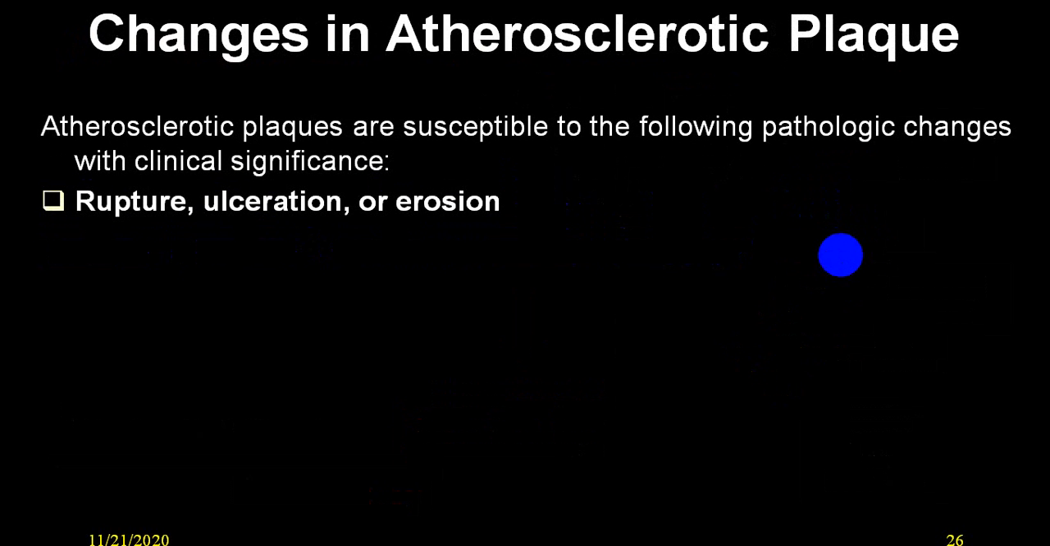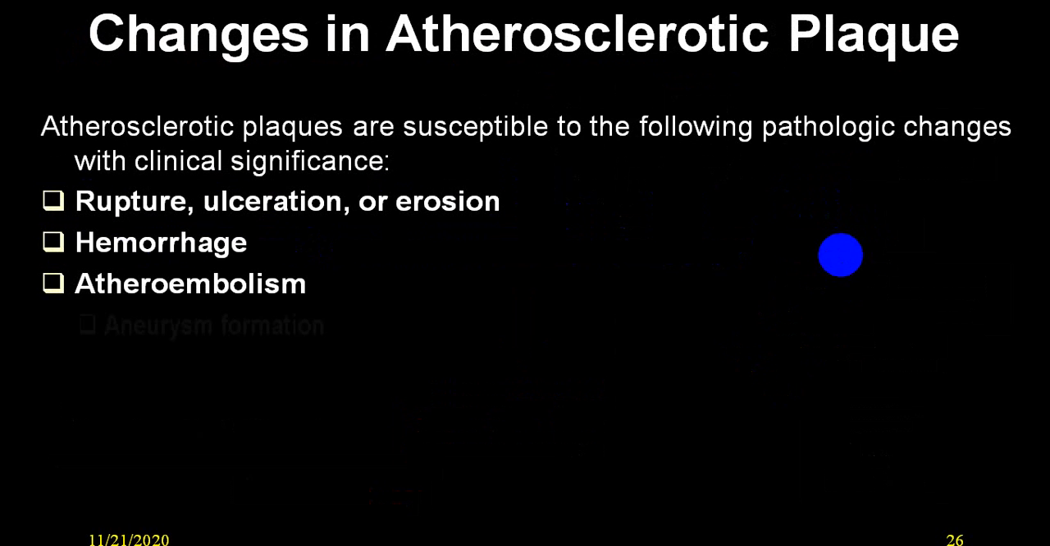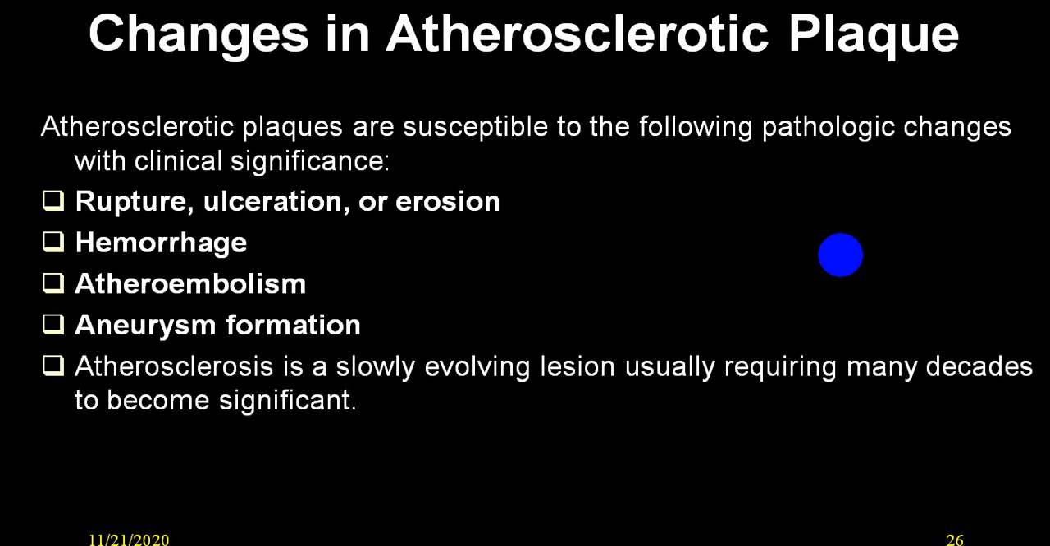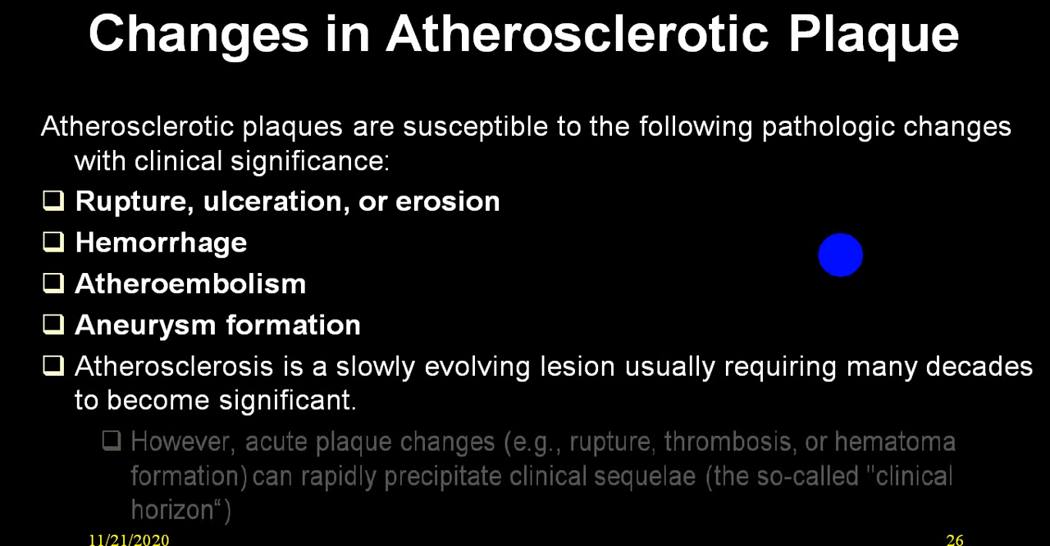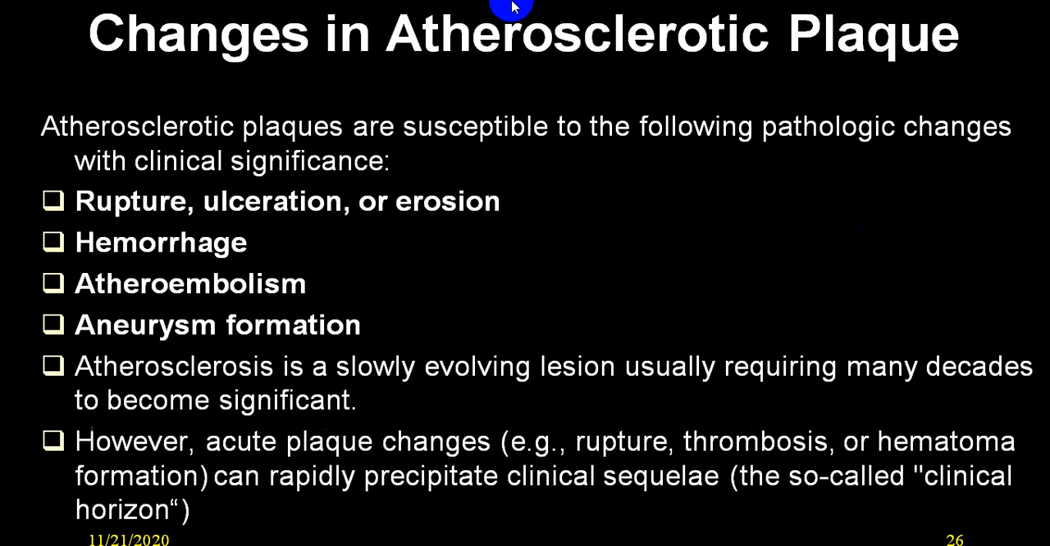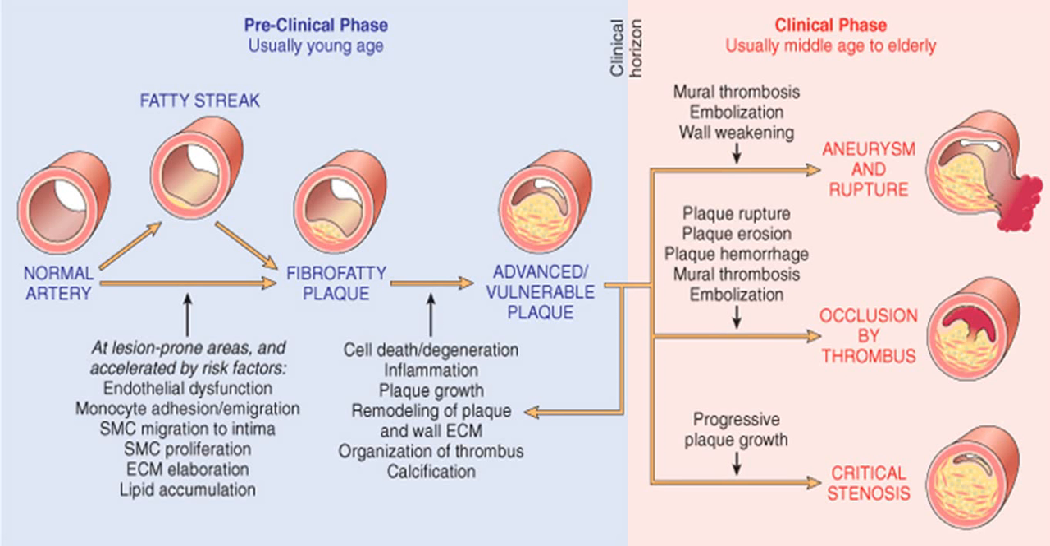So rupture, ulceration, erosions, hemorrhage, you will have a thrombus formation and atheroembolism, damage to media, aneurysm formations, but it will require decades to become significant. And acute plaque changes can have rupture, thrombus formation, hematoma, and can produce acute clinical sequelae. These are all the stages which we have already shown you before.